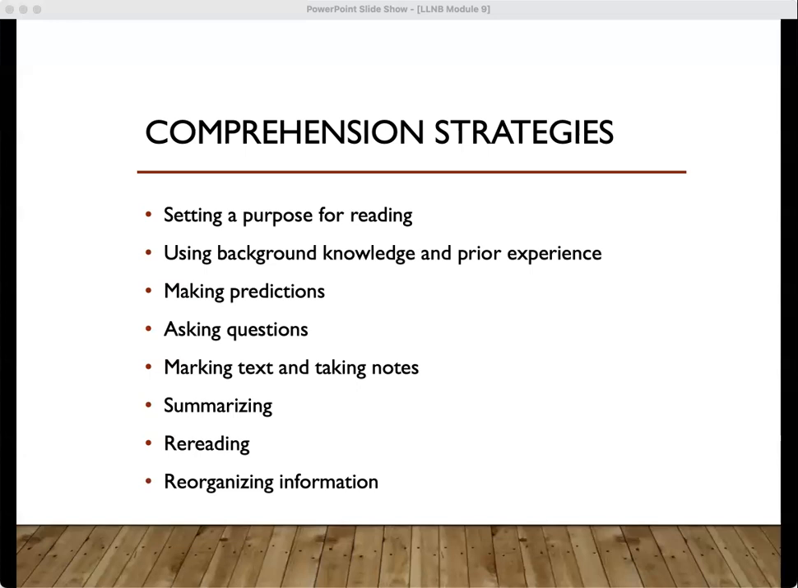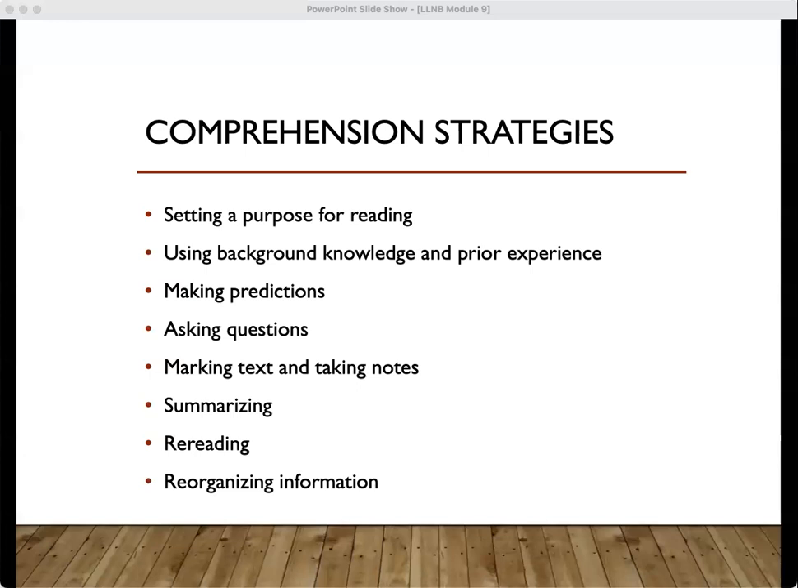Using background knowledge and prior experience. Readers use what they already know to help them understand and relate to what they read. This strategy can be used for fiction or nonfiction. It generally requires readers to have some idea of what the text is about before they read. Often readers will ask themselves questions to draw out their knowledge and experience.